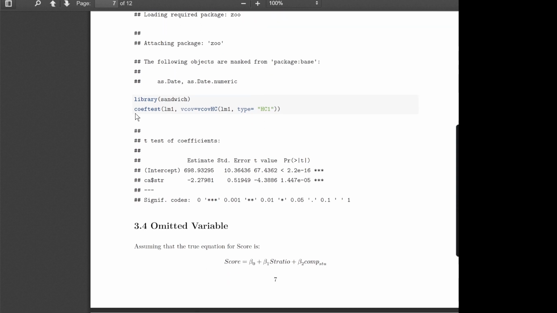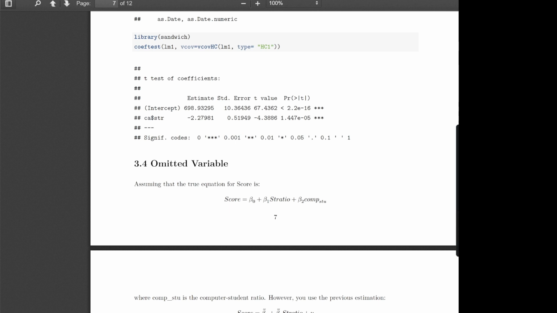And here is how you do it. coeftest, linear model 1, and you just fill in your model's name here and here. And this will give you the robust standard errors here, coefficient. So this is different from the standard errors you saw before, and they're also very significant.